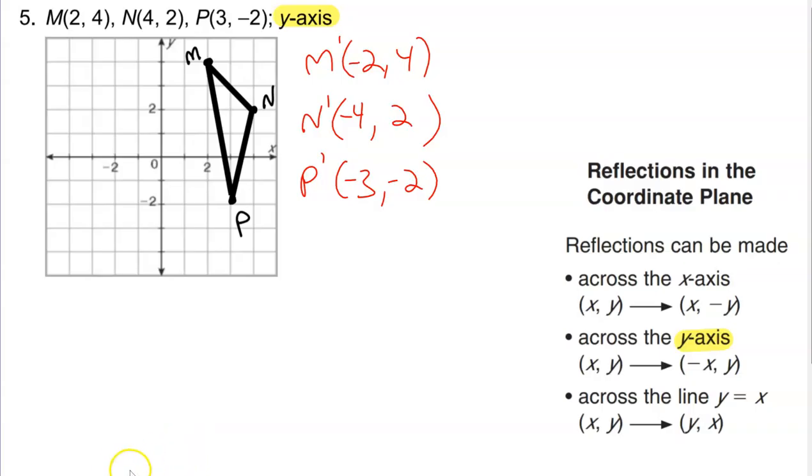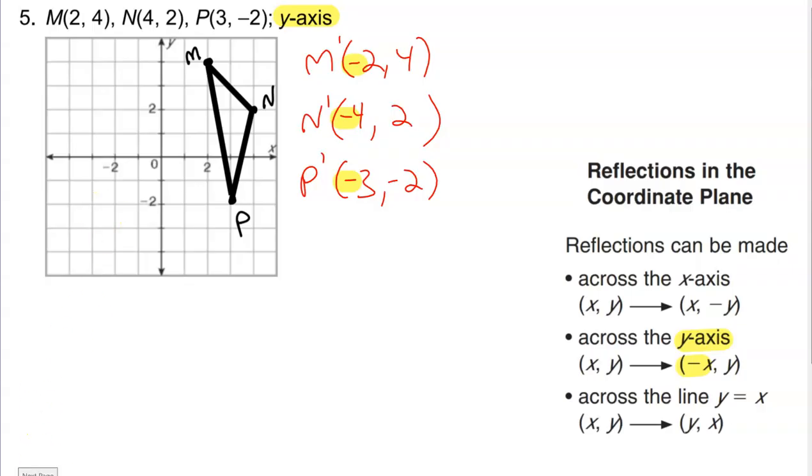I got these points by changing the x to negative. Now, if the x was already negative, you're going to make it positive. So you're going to make it the opposite of whatever it is. And what you can do is just plot these points, and that'll get you the shape as well. So you just plot these points: go over negative 2, up 4, go over 4, up 2, go over 3, down 2.